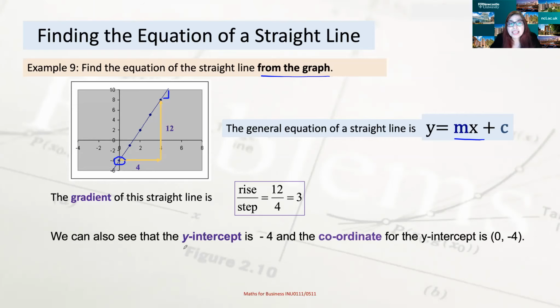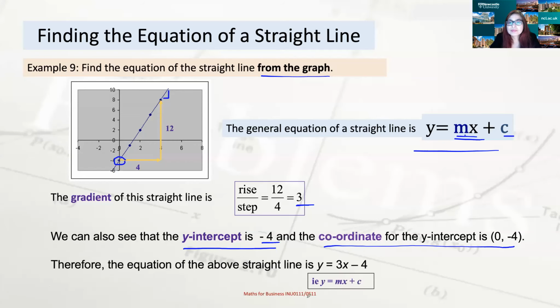We can also see that y-intercept is minus 4. Look at that, the point where the line touches the y-axis. So that's your c value. And the coordinate for the y-intercept is (0, -4). Look at that beautiful way of writing that, yeah? So what is the straight line equation? You just have to substitute the m value and the c value in the general equation. So m is 3, c is minus 4. Substitute it in the general equation and you get y is equal to 3x minus 4, and that's your equation for the straight line.